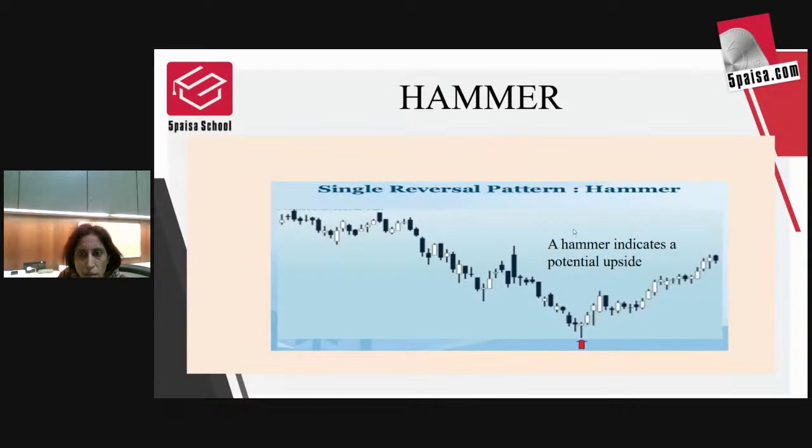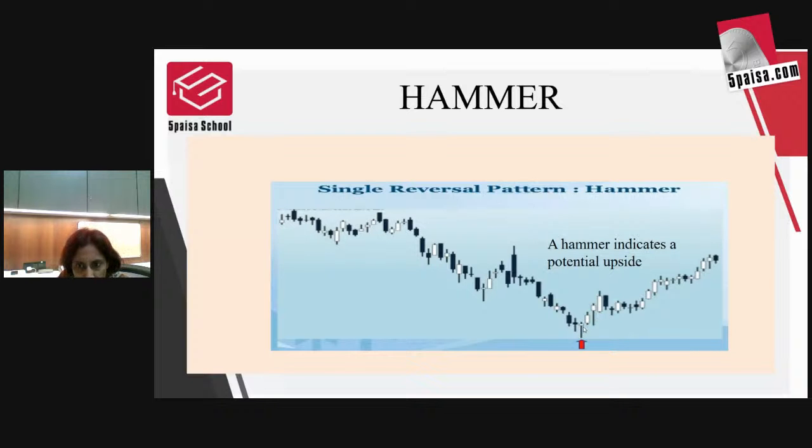You can see more examples of hammer over here. As you can see, the hammer indicates a potential upside. You see a hammer? Okay, there's a small real body at the top. And since it is seen in a declining phase, it indicates that from here on, the market is going to go on the higher side.